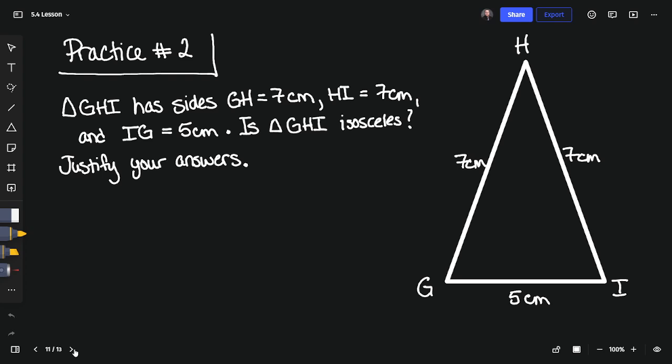In practice problem number 2 here, we have triangle GHI, which has side lengths GH equals 7 centimeters, HI equals 7 centimeters, and IG equals 5 centimeters. The question asks us, is triangle GHI isosceles, and to justify our answers. Go ahead and give this one a shot real quick, and we'll go over the answer in just a second.